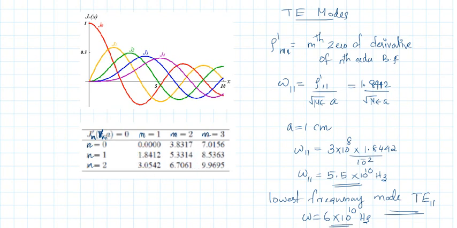So rho prime mn is the mth zero of the derivative of the nth order Bessel function. Omega 1 1, you can calculate it as 1.8412 divided by root 2 mu epsilon into a. If a is 1 centimeter, omega 1 1 will be 5.5 into 10 to the power 10 hertz. So lowest frequency mode is omega 1 1, and this is lowest compared to the earlier one also.